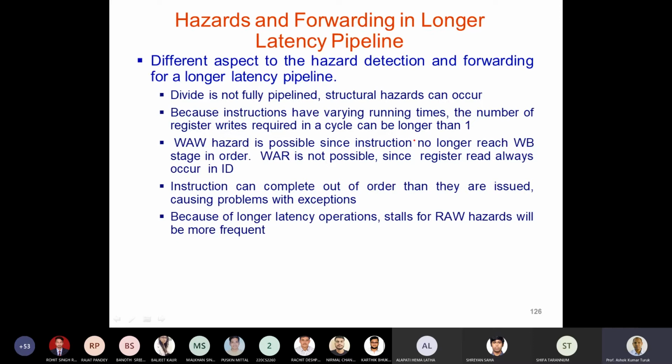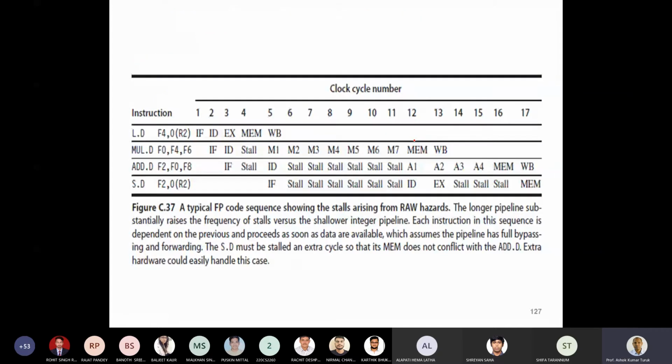Now if stalls occur due to the RAW hazard, due to the data dependency, they might be more frequent. So how do we overcome this stall due to the RAW hazard? Let's take this sequence of instruction execution and see the stall due to the RAW hazard.